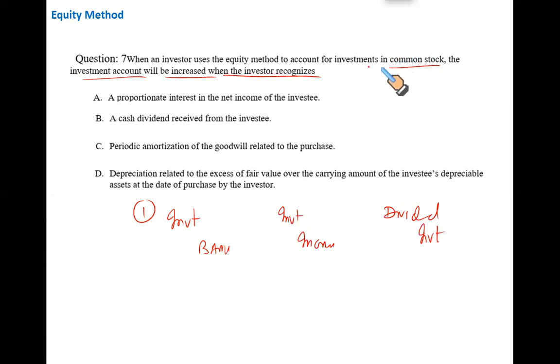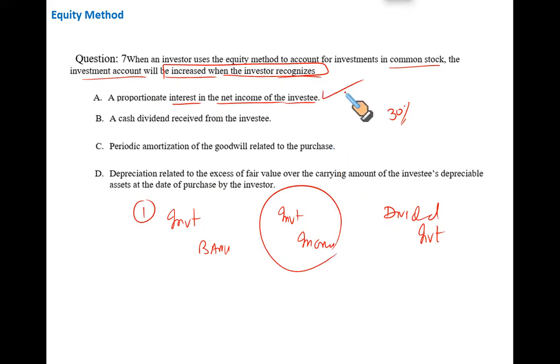It says when the investment account increases. Now you can compare these options with the entries I made. First, a proportional interest in the net income of the investee. When your investee makes some profit, you take 30% or 40% of that income and you book it as an investment debit, income credit. So that makes sense. This is true. A proportional interest in the net income of the investee. Cash received from the investee in the form of dividend, no.